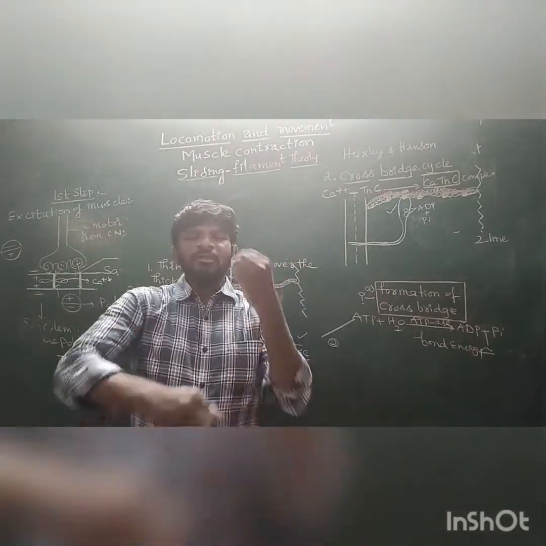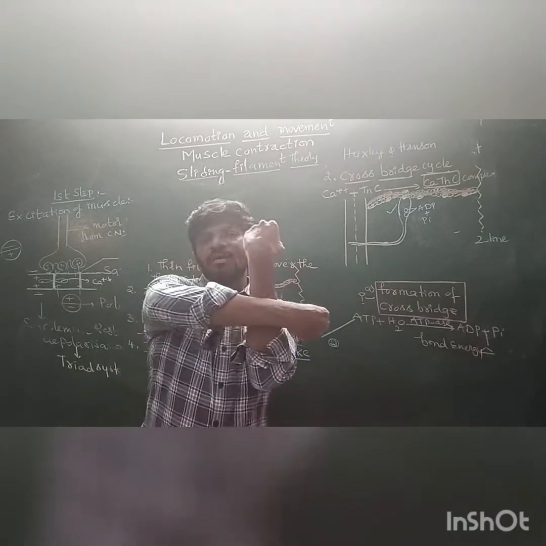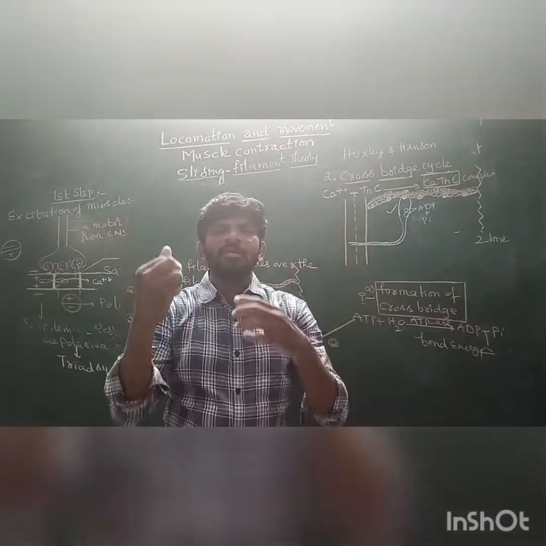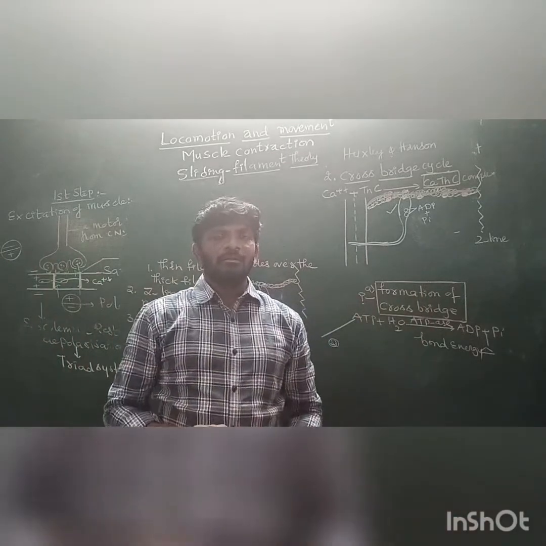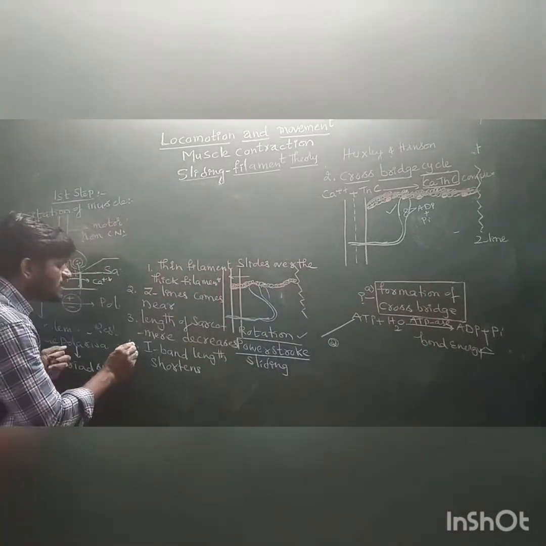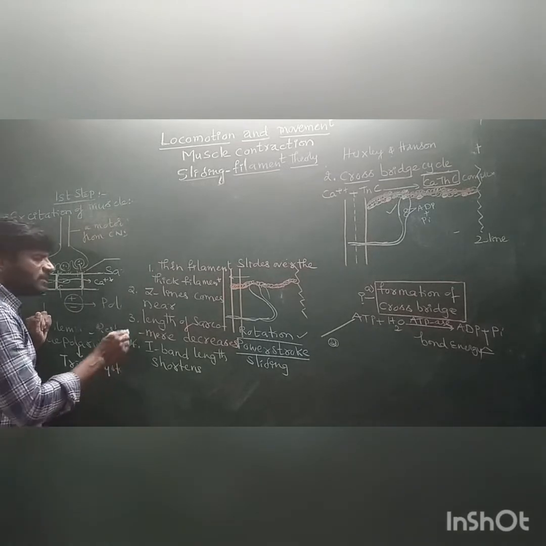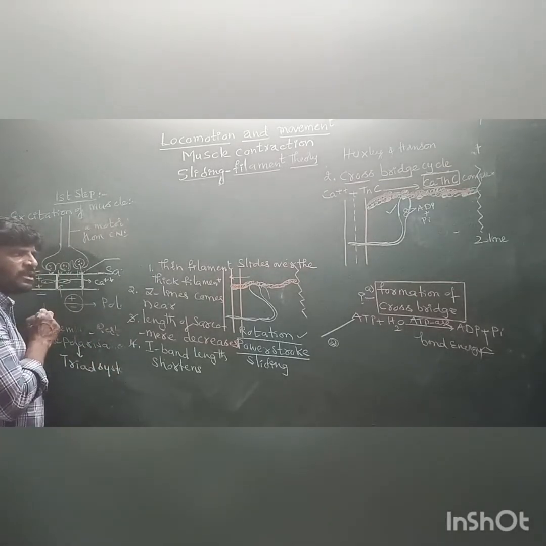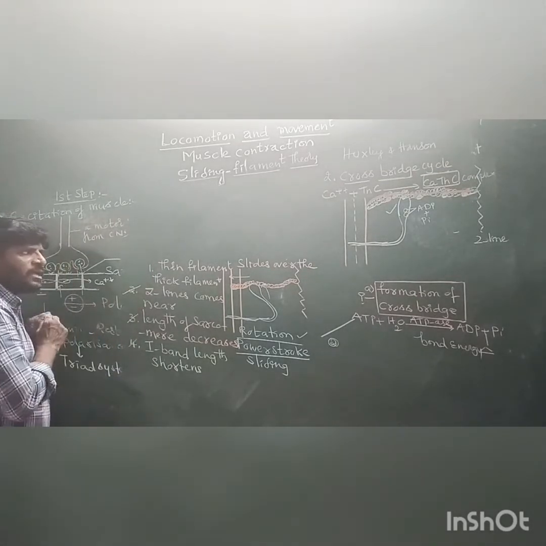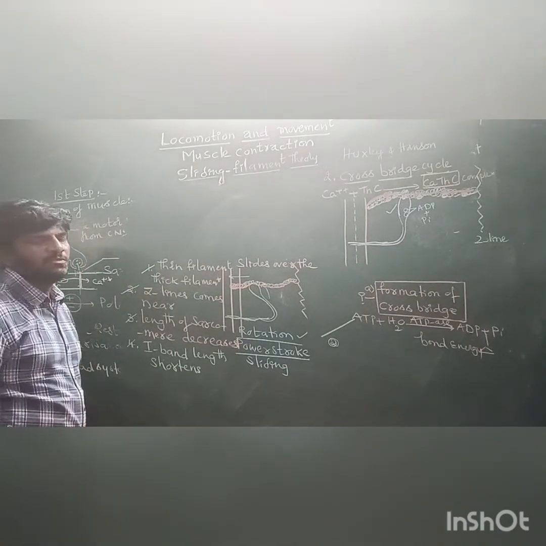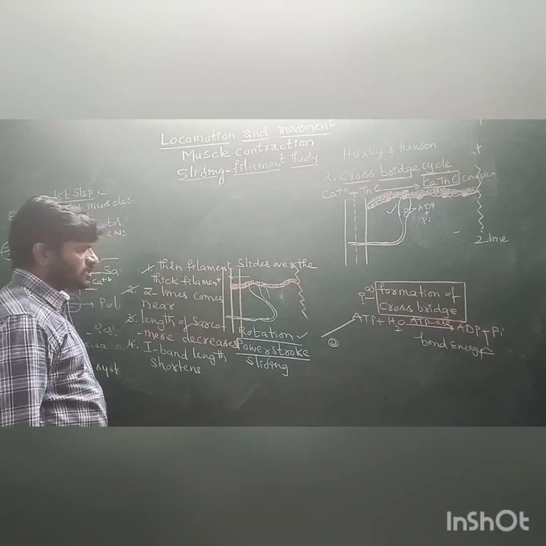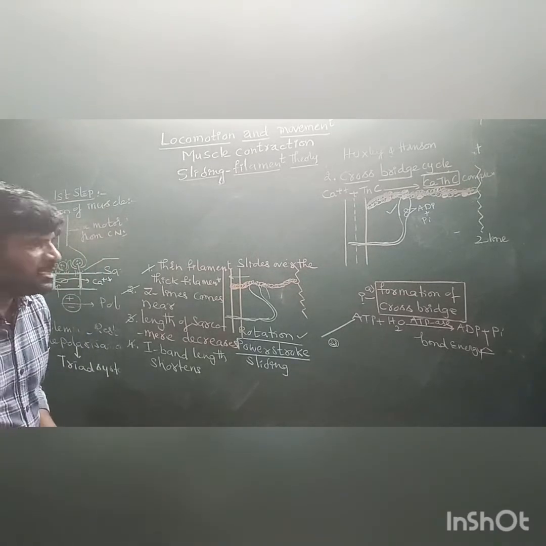Therefore, my conclusion is that the things which are not changing, retained as they are during the power stroke, are the length of the A band and the length of the thin and thick filaments. The thin filaments are sliding over the thick filament. Z lines are coming near. Length of the sarcomere is decreasing. I band length is shortening. And one more is the H zone. The H zone may decrease or disappear.